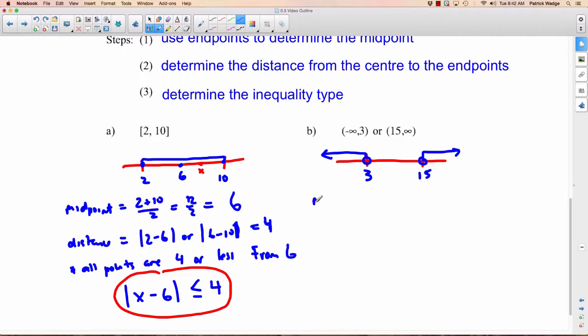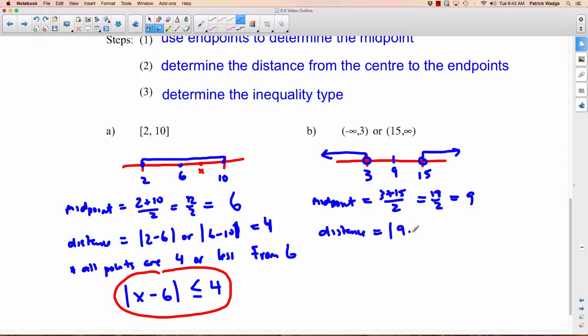So the midpoint, first of all. To get the midpoint, if you can't just figure it out by looking at these, you're going to get the average. So you can go 3 plus 15 divided by 2. That's 18 over 2, which is 9. So I'll just put 9 right in the middle here. Now I need to get the distance. Again, to get the distance, you're going to do the absolute value of 3 minus 9, or the absolute value of 9 minus 3, or the absolute value of 9 minus 15, or the absolute value of 15 minus 9. It really doesn't matter.